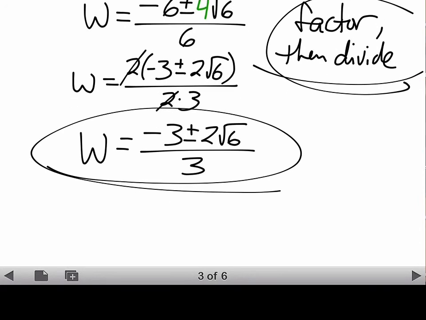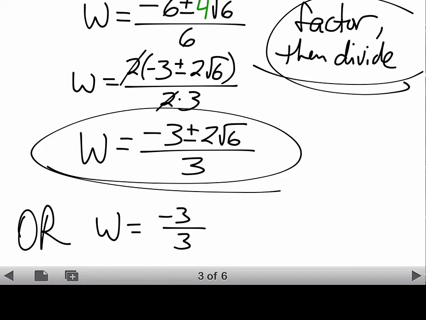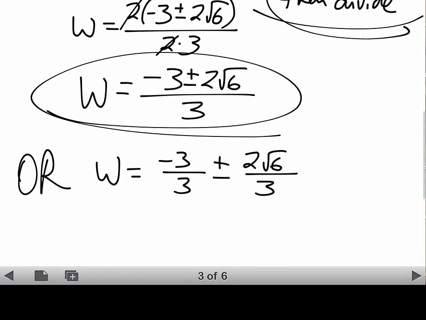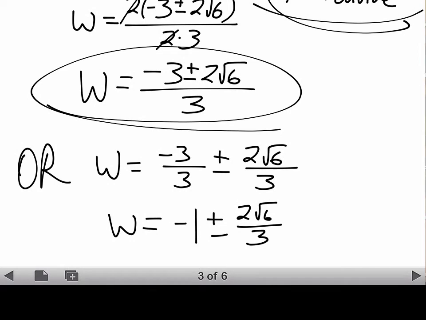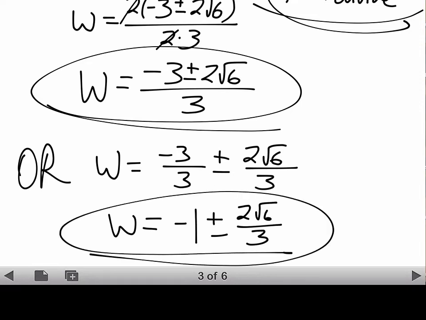If you wanted to further break this apart, then you might separate the numerator, and you'd end up with negative 3 over 3, right? Plus or minus 2 root 6, but that's also over 3. So that would become w equals negative 1 plus or minus 2 root 6 over 3. That's as simplified as we can get it. And this is what I was alluding to in the previous example. There's no point in separating the plus or minus because I can't further simplify those answers if I do. So 1 fraction or 2, I would accept either of these as your final solution.